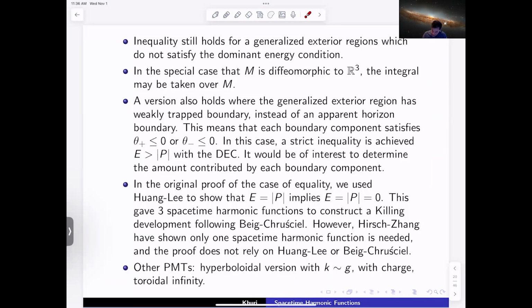Okay, so I think I mentioned most of these comments here. What I'd just like to say is that this is the standard asymptotically flat space-time positive mass theorem, but there are hyperboloidal versions where K tends to G. This is tending to an umbilic slicing of a hyperboloid in Minkowski space, for instance. This version of the positive mass theorem is also susceptible to these space-time harmonic approaches. There's a version with charge and also with toroidal infinity that are possible.